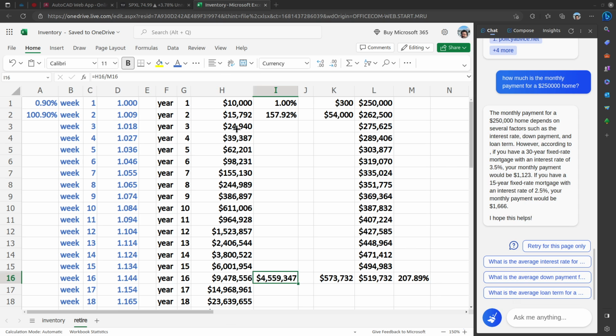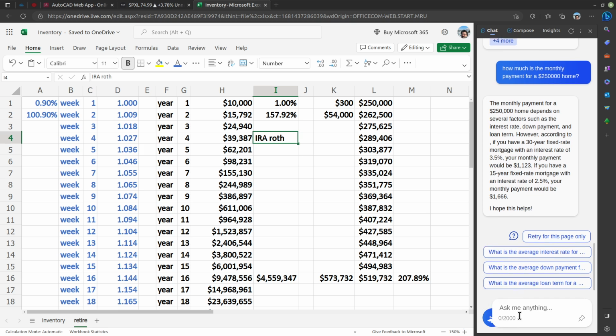Oh, there's another thing. If you put this in an IRA account, let me write it down so you can look up what that means. Roth. That means you don't pay taxes. So all the money that you're making is tax free unless you take it out before you retire. Right?